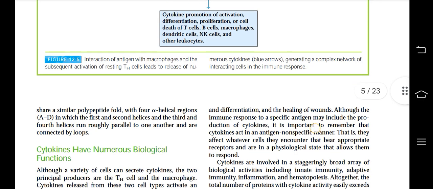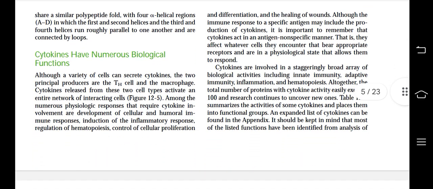Okay, so let's move on to the next topic called the biological functions. Although a variety of cells can secrete cytokines, the two principal producers are the Th cells and the macrophage. Cytokines released from these two cell types activate an entire network of interacting cells.